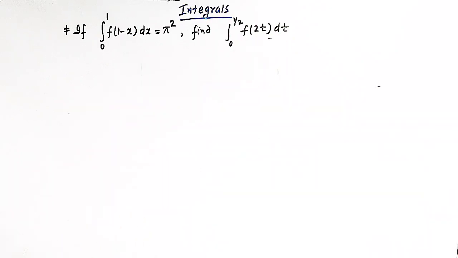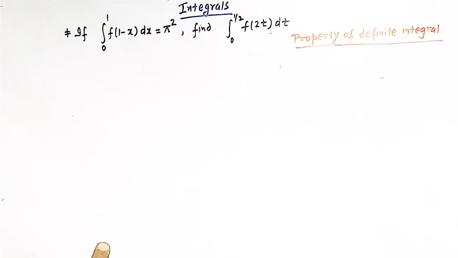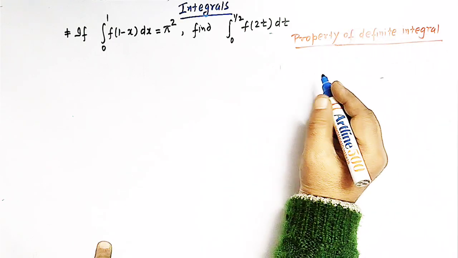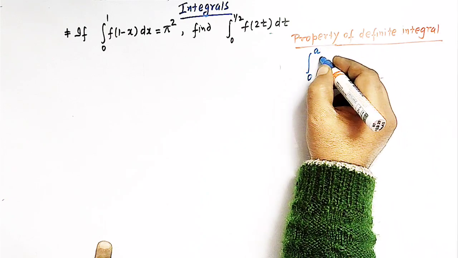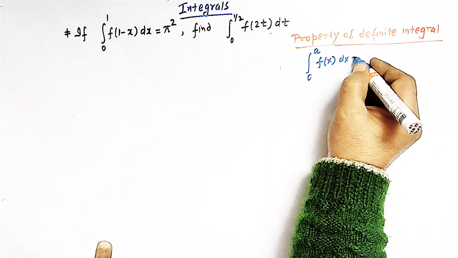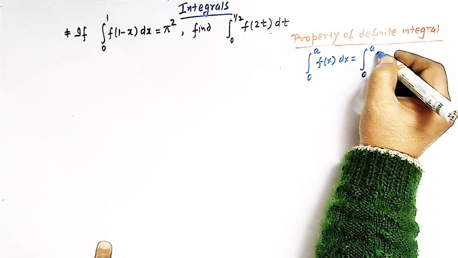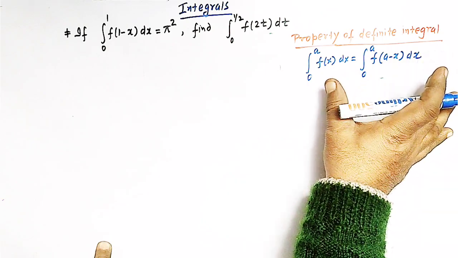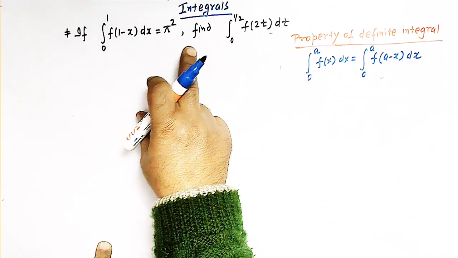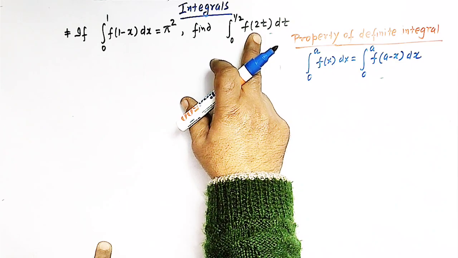So this problem is going to be a very important conceptual problem because here we are going to use an important property of definite integrals, right? So let us start. Here we are going to use this property of definite integrals, which says that the integral from 0 to a of f of x dx is equal to the integral from 0 to a of f of a minus x dx, right?